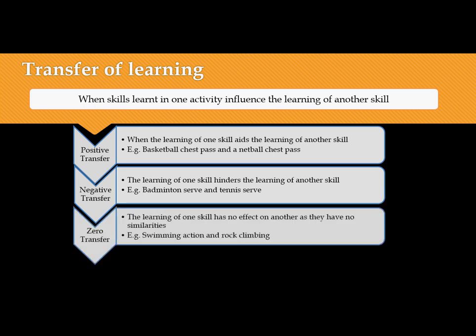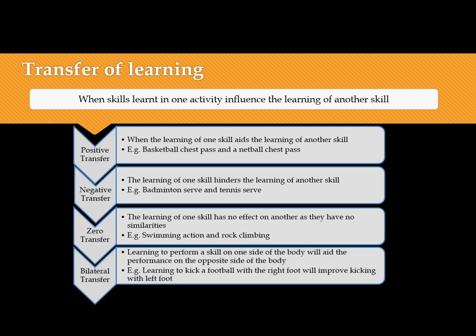Zero transfer, when the one skill has no effect on the learning of another. The subroutines are completely different, such as swimming and rock climbing. And finally, bilateral transfer, which is learned to perform a skill on one side of the body, such as the left hand, will improve the learning on the other side of the body with the right hand. So learning to kick with your left foot or right foot will improve the learning when you come to kick with the opposite foot. Dribbling with your left hand in basketball will aid dribbling with your right hand in basketball.